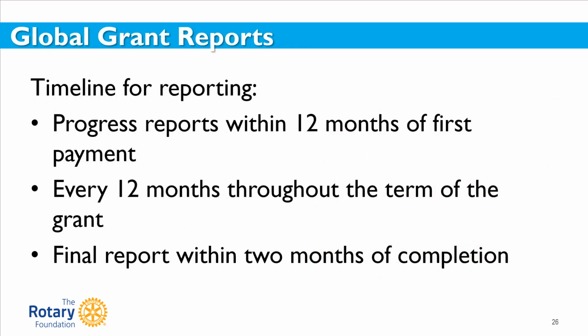Progress reports must be submitted within 12 months of receiving the first global grant payment and every 12 months thereafter. The final report must be submitted within 2 months of completing the project or the activity. Unused grant funds may be used for additional eligible and foundation-approved expenses. Changes to a project must be approved by Rotary. Any unused funds returned to Rotary will be credited to the World Fund.